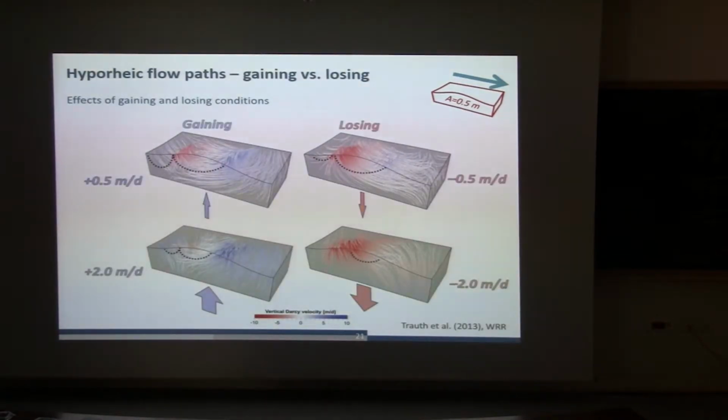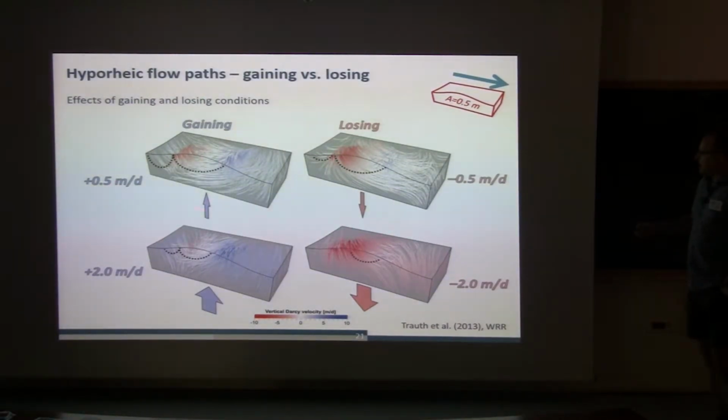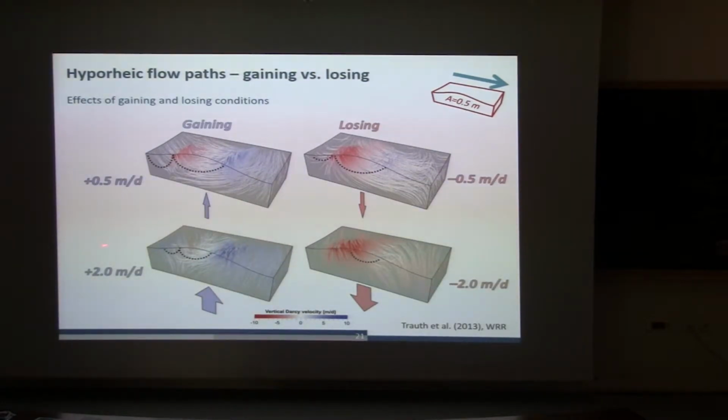If we look at this again for different conditions, this is showing gaining in blue, losing in red. Same morphology again. And this is just different magnitudes of the upwelling or downward flow at the lower boundary. And you can see in both cases, if the upward flux becomes higher, we start to suppress those flow cells just because the dominance of the regional gradient is so large. And a lot of the water that flows into the channel actually is derived from the groundwater. So we have only very little flow cells.